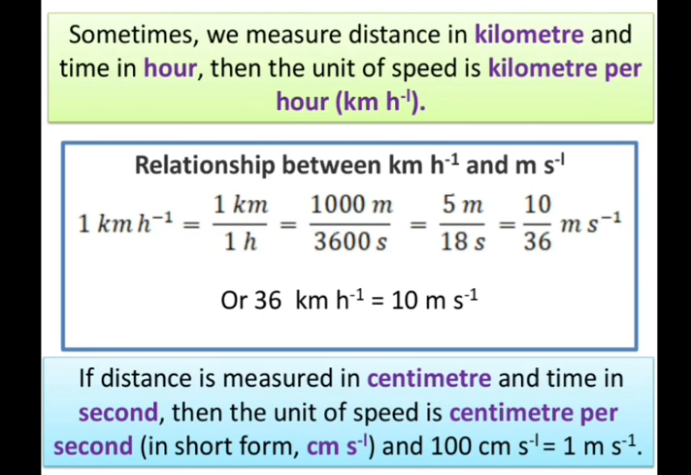Fine. Similarly, if distance is measured in centimeters, we write the speed unit as centimeter per second, and 100 centimeter per second is equal to 1 meter per second. As we know that 1 meter is equal to 100 centimeters, we can say that 100 centimeter per second is equal to 1 meter per second.